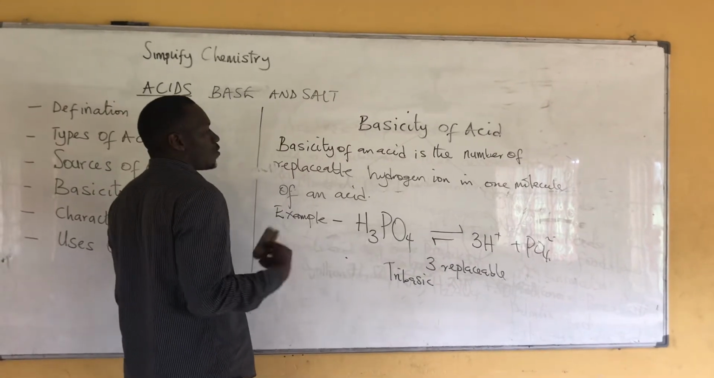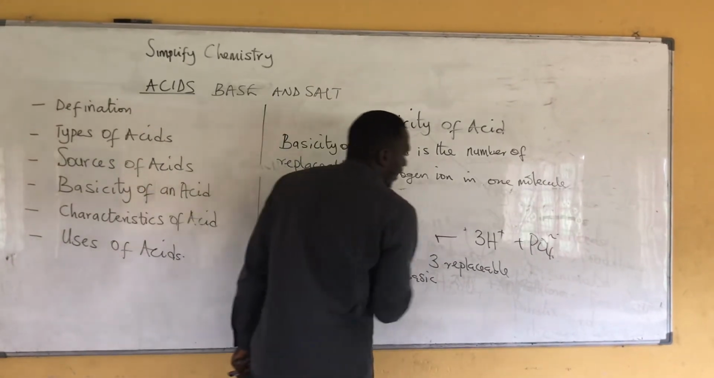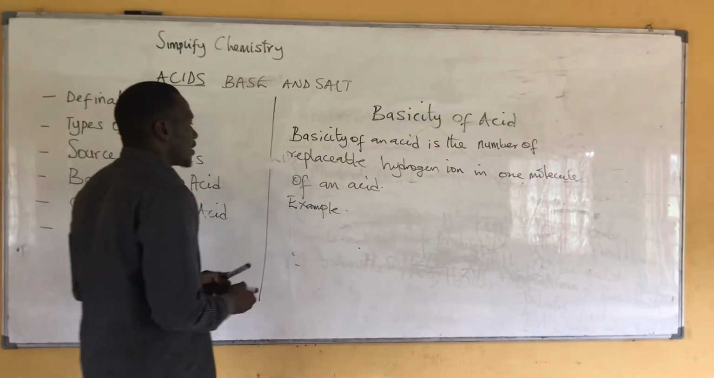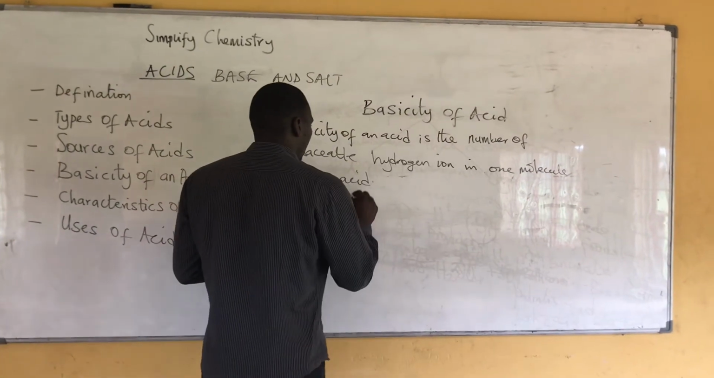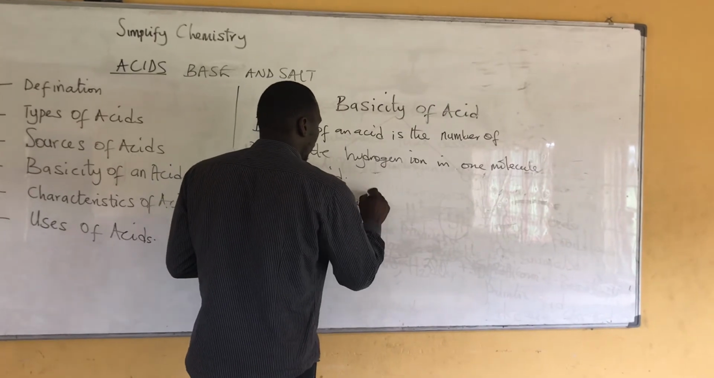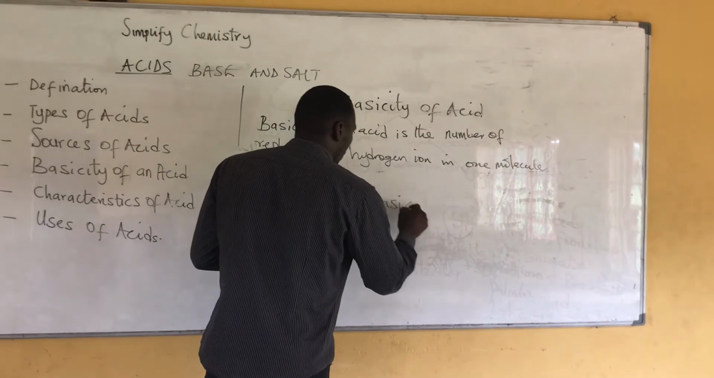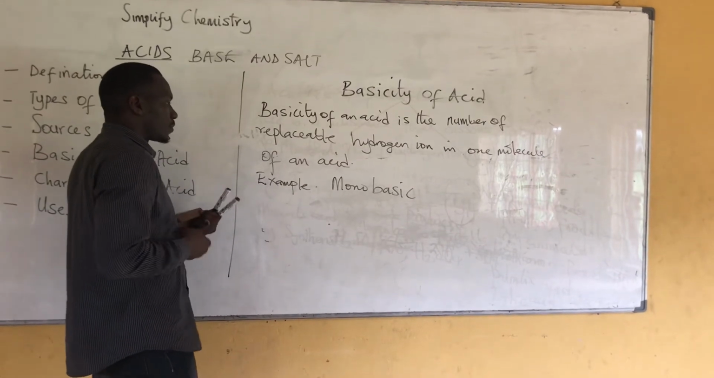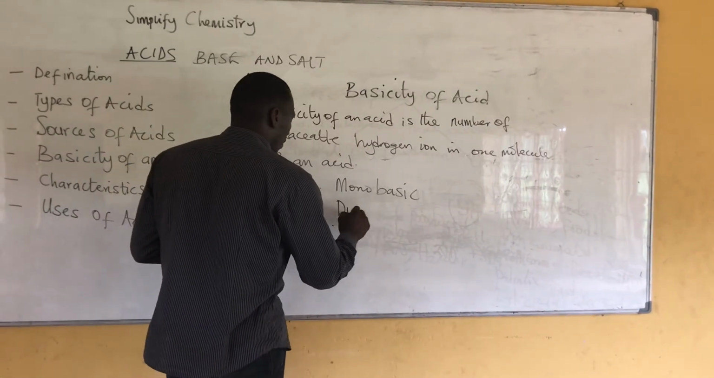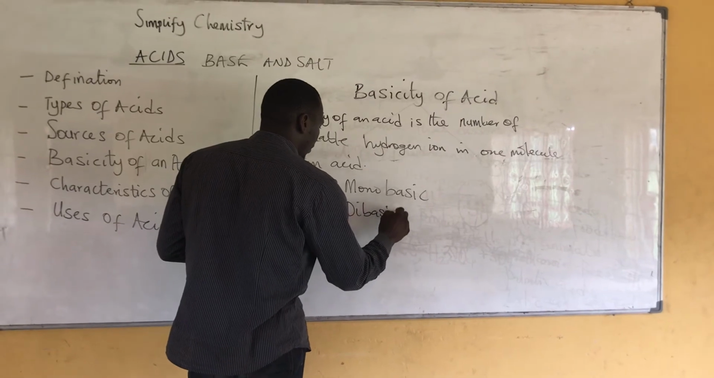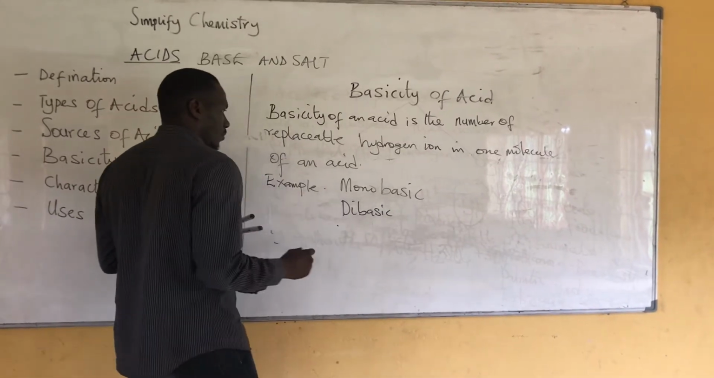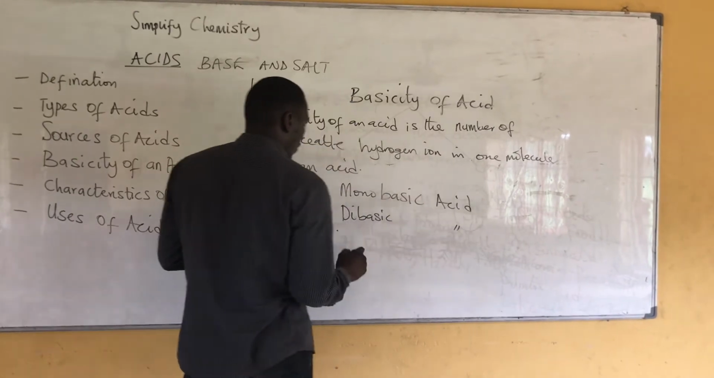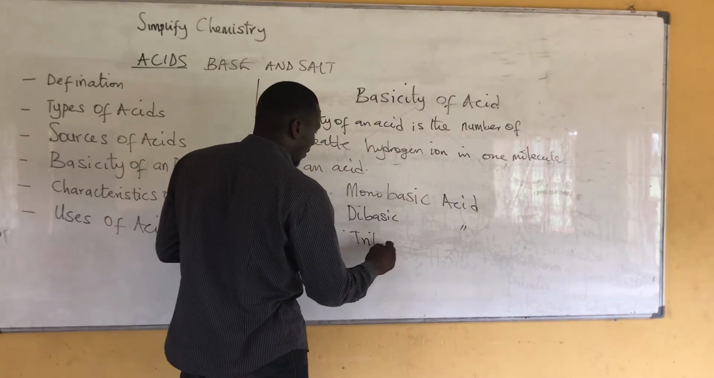So therefore, when we are talking about basicity of an acid, we can have either a monobasic acid, a dibasic acid, or a tribasic acid.